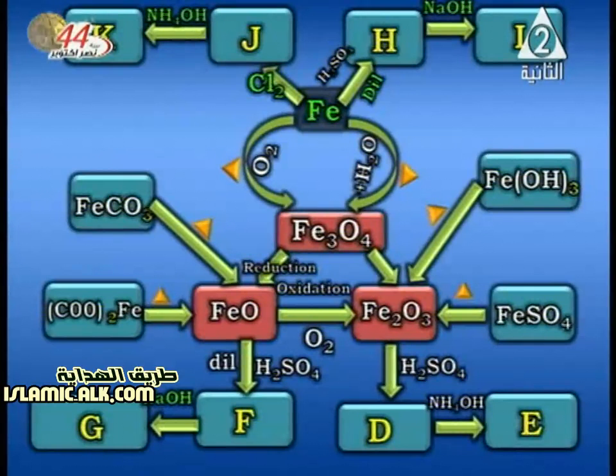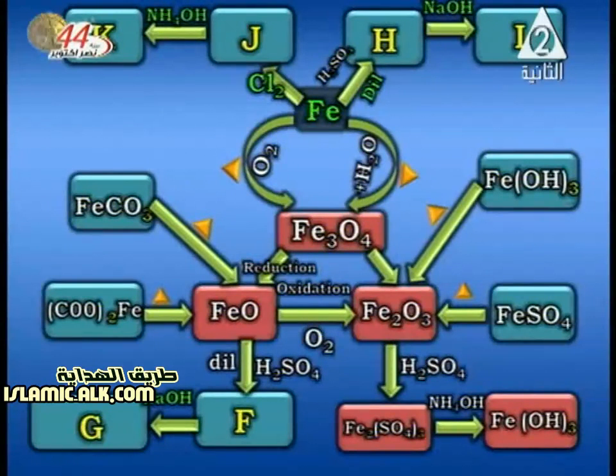Now looking at compound D. The reaction of iron 3 oxide with sulfuric acid must give an iron 3 salt. It will be iron 3 sulfate. That, on reaction with ammonium hydroxide, undergoes a double substitution reaction, giving iron 3 hydroxide, which is a reddish brown precipitate.